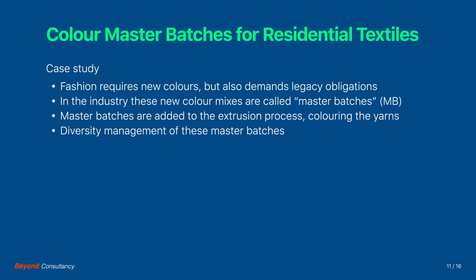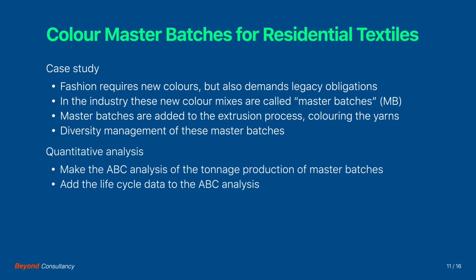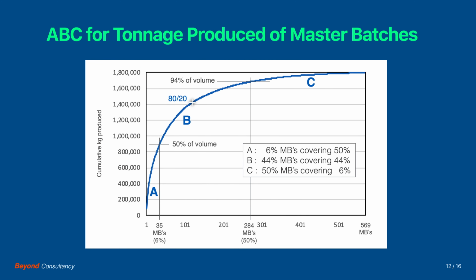There should be a continuous diversity management in place to avoid an explosion in the number of current master batches. In the quantitative approach, we will make the ABC analysis of the tonnage of master batches produced. We will then add the life cycle data to come to a better understanding. For the period under analysis, we have 569 current master batches. These produced a total of 1,800 tons of color mix.